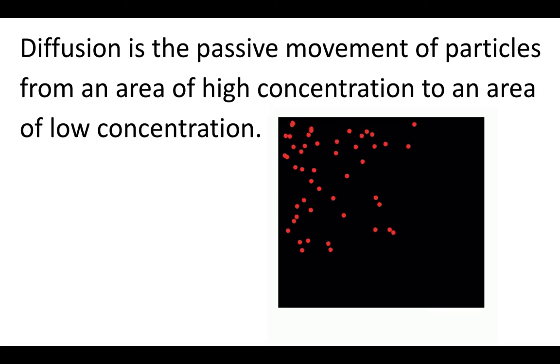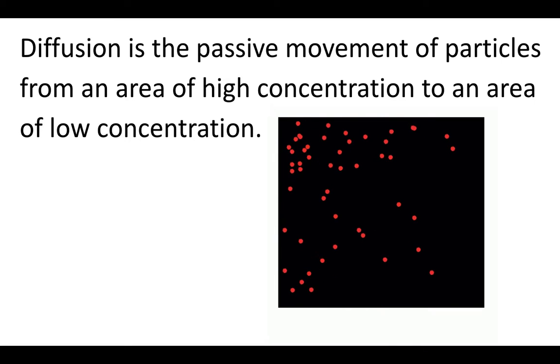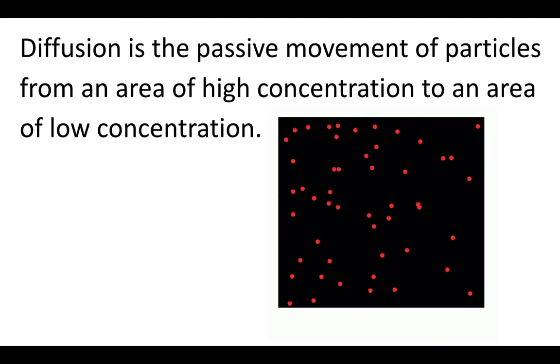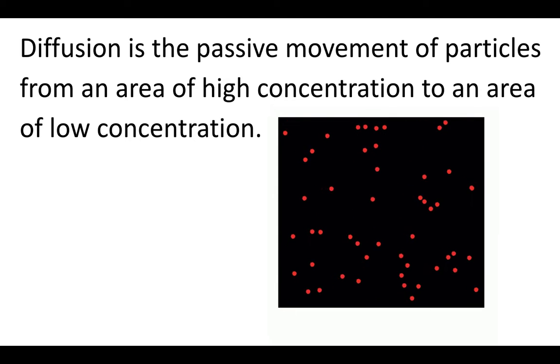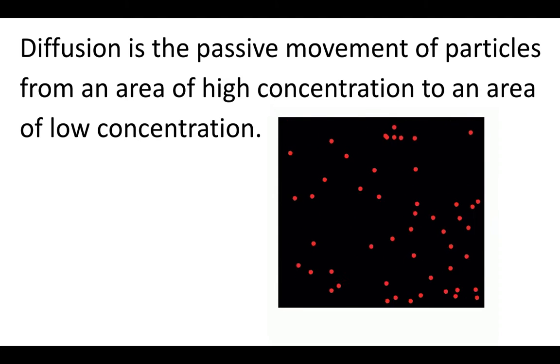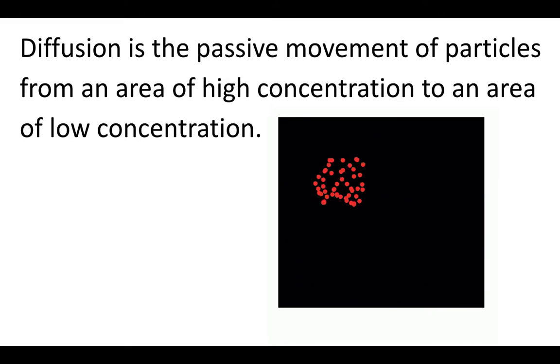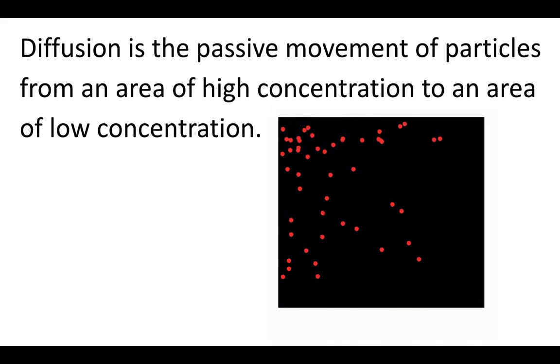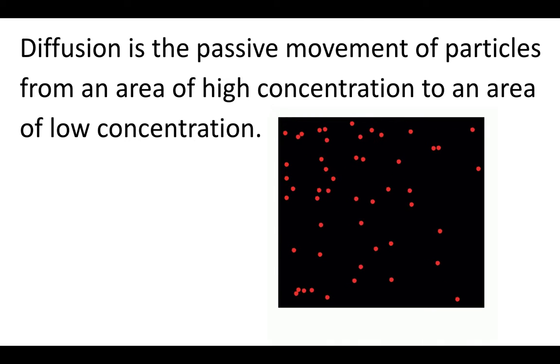So this is something that molecules do naturally because of the random kinetic movement of molecules. Eventually, they spread out through the available space, and that spreading out is called diffusion. Diffusion, again, goes from an area of high concentration to an area of low concentration.